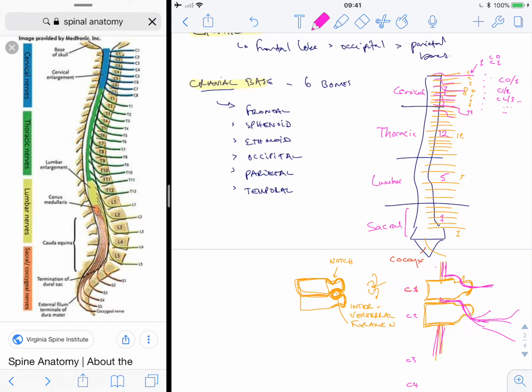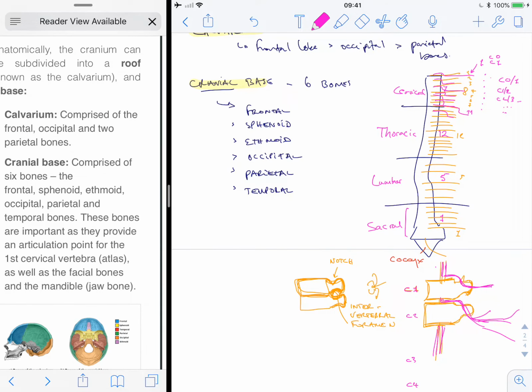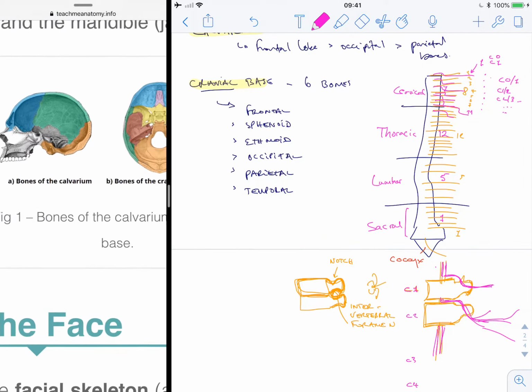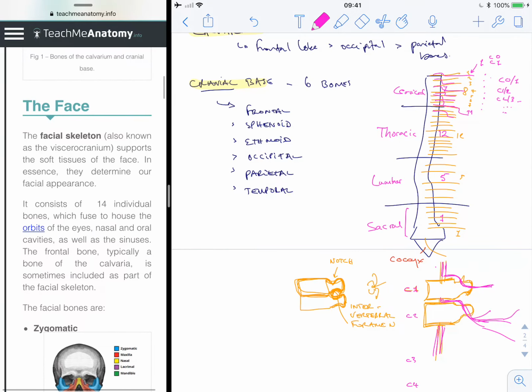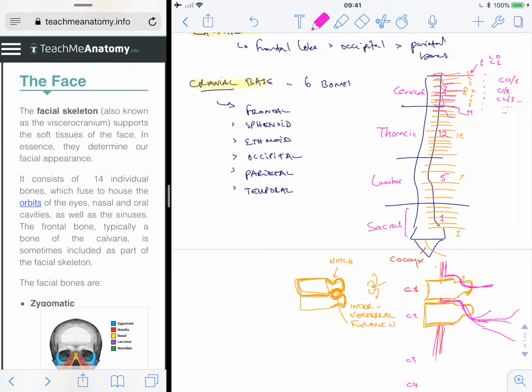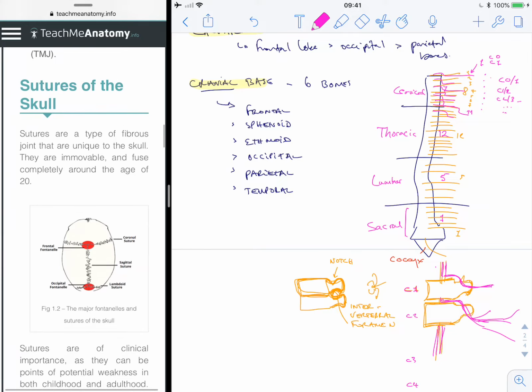Clueless as I was before I even started this. So we have the frontal, sphenoid, ethmoid, occipital, parietal, and temporal bones. I won't draw out my picture. Then we have the facial bones. Let's not do that. It's not relevant to my lecture tomorrow. The sutures of the skull.